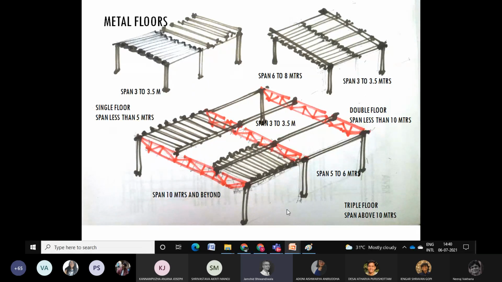Now look at what is called a triple floor. Here the span is somewhere beyond 10 meters, and what I'm doing is putting a girder across.